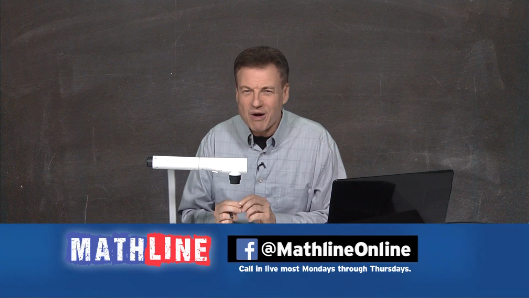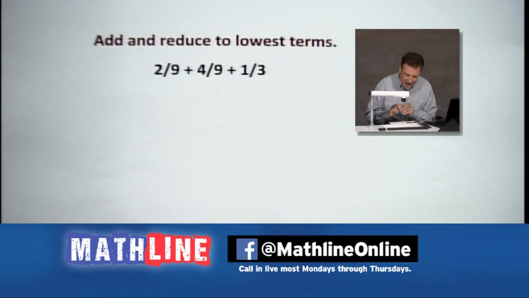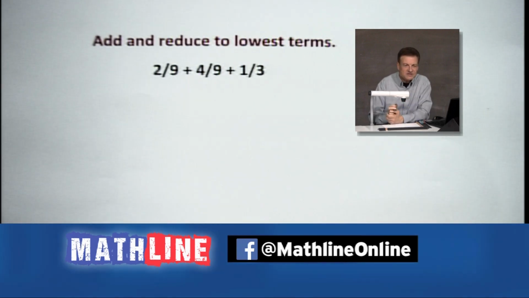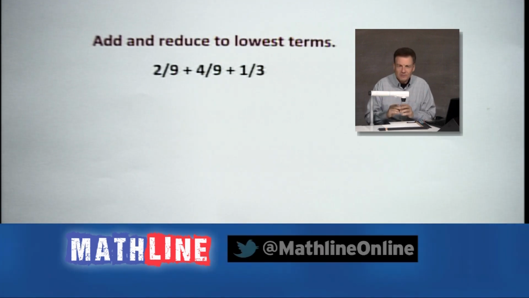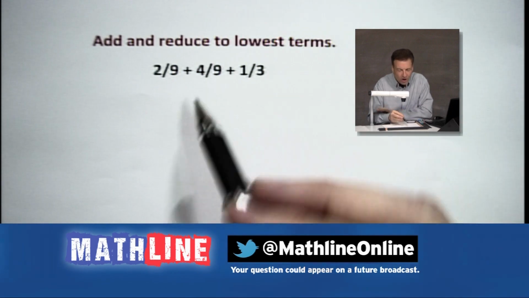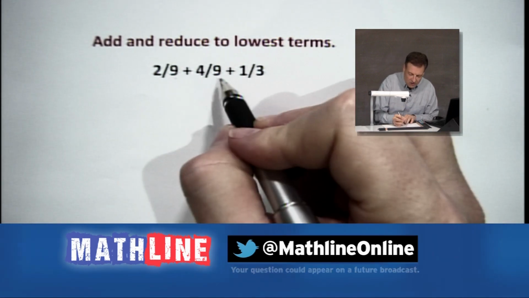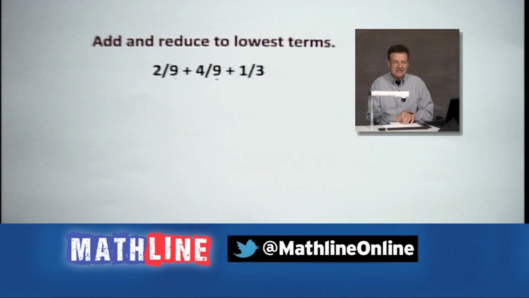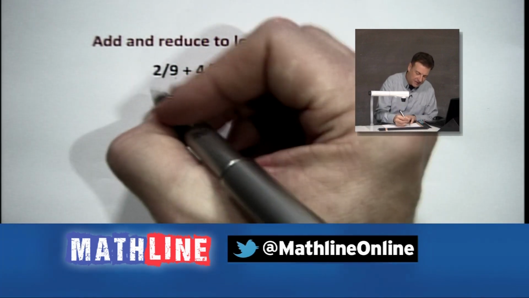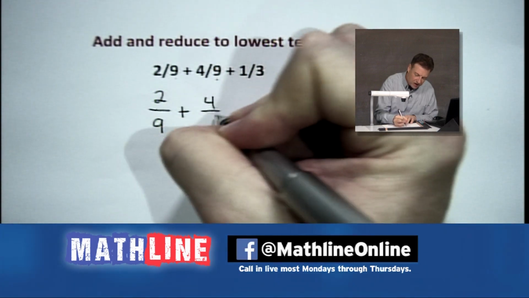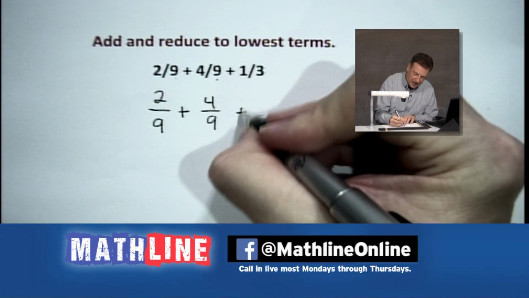Let's take a look at our next problem. Let's see what we've got going here. It says add and reduce to lowest terms. Notice we've got 3 fractions, and some of you go, oh, you've got 3 fractions. Well, it's all right. We might have 4 or 5 to add by the end of it. Only kidding. We're going to work with 3 fractions on this one here, and I want you to notice some things already. You've got 2 9s there in the denominators. Go ahead and write that problem down at home. 2/9 plus 4/9, and while we're at it, we're going to add 1/3.